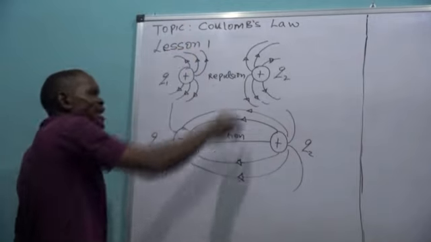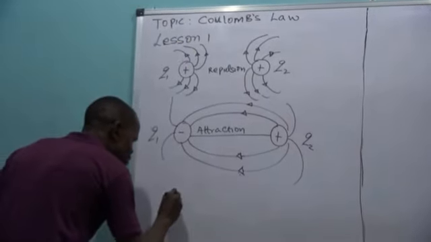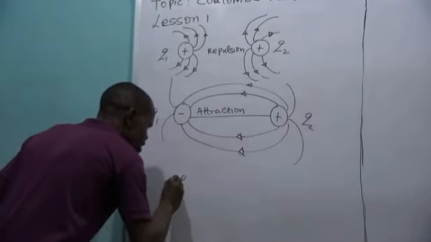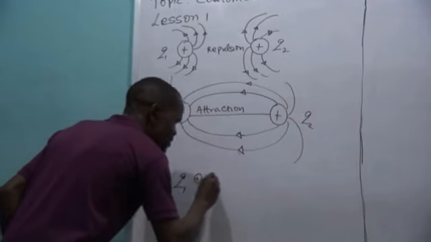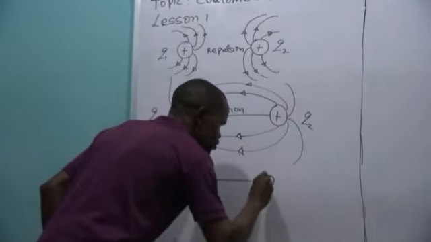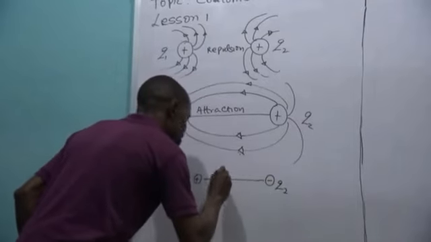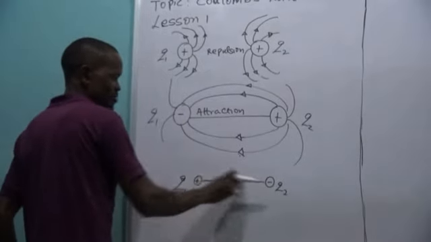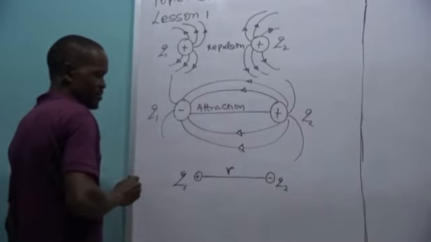Why do like charges repel? If I have Q1 here and Q2 here, the distance of separation between them, I use R to represent the distance between them.